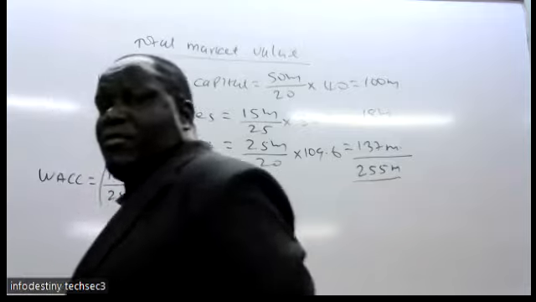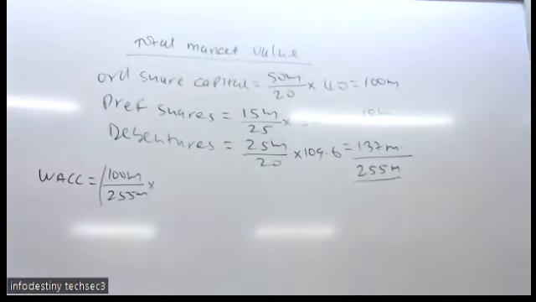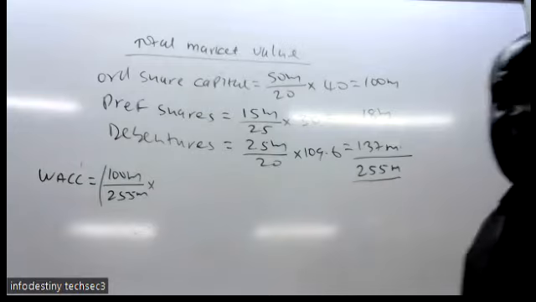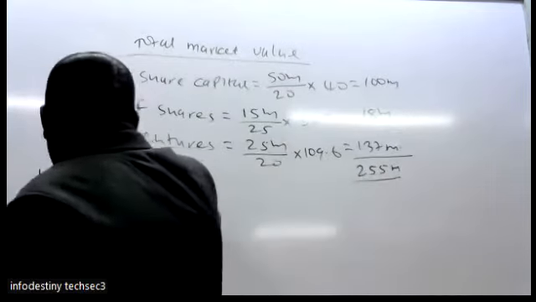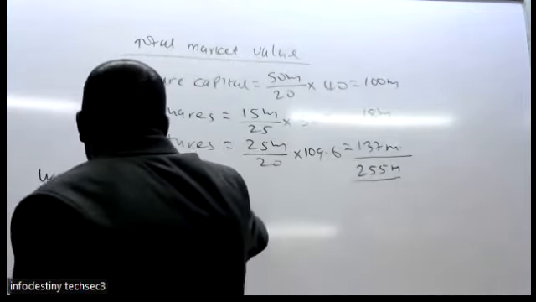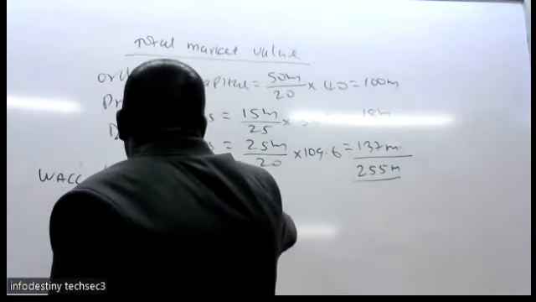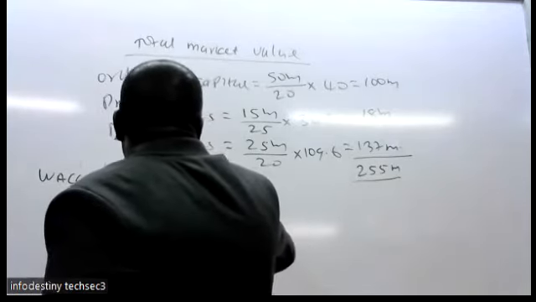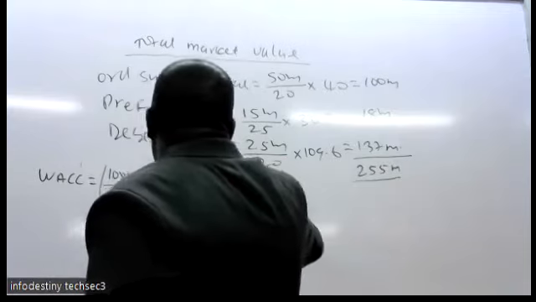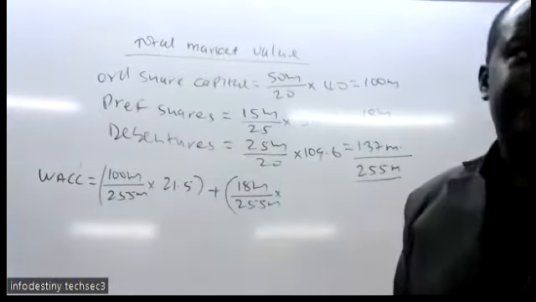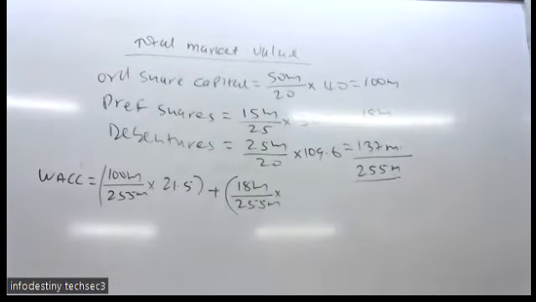So we multiplied by, what did we get as the cost for the ordinary share? The part of 21.5. There is also 18 million. So confirm for me the cost for the preference share. The cost for the preference share was normally the 3.